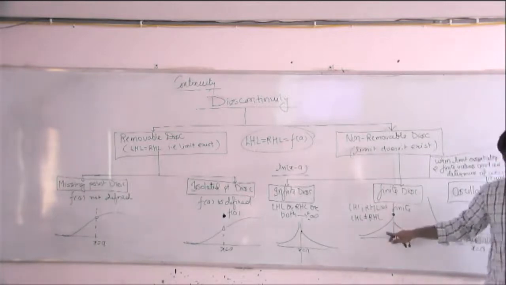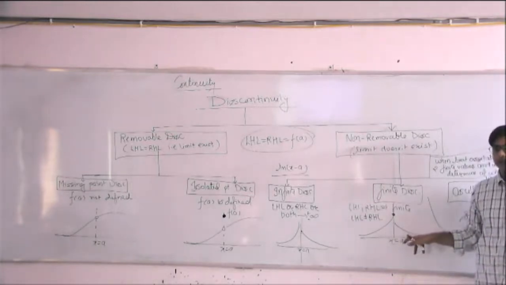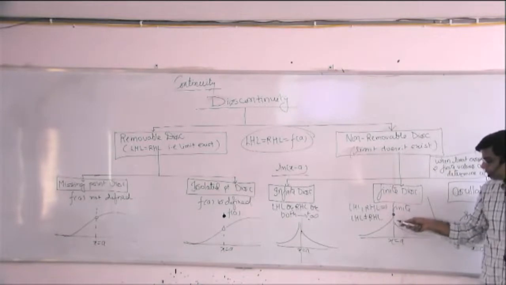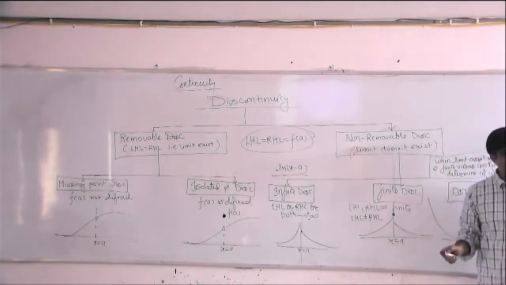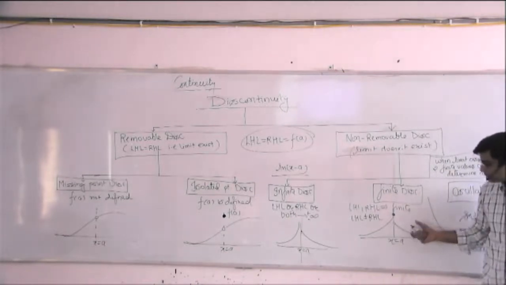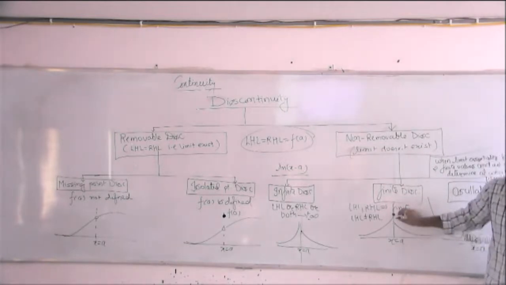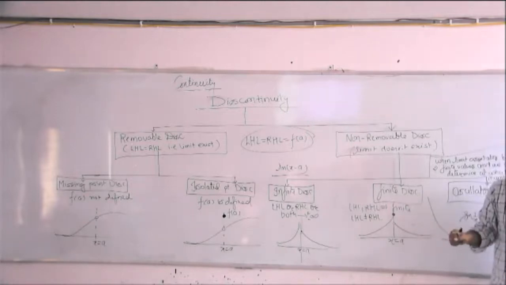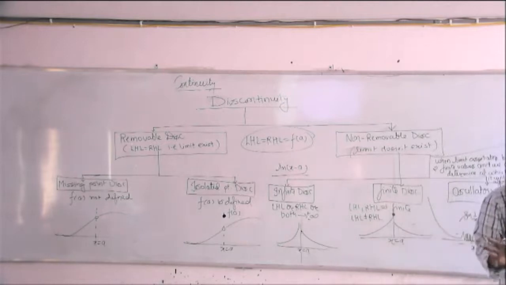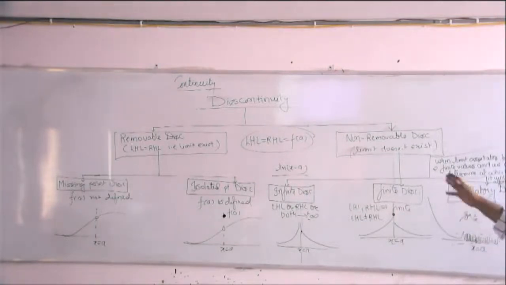Yes or no? Let's say in this case, left hand limit and right hand limit are not equal. Again, if I want to make left hand limit and right hand limit equal, that means this right hand part must go here. Yes or no? So again your graph is changing. That means your equation of the function is changing. That means again we have a new function. Yes or no? So again it is non-removable, whether it is infinite or finite.